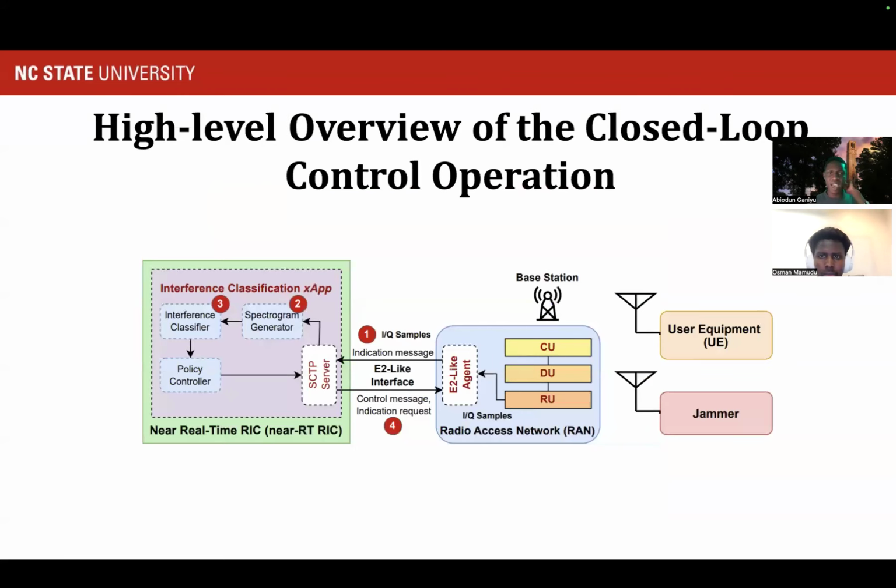This shows the high-level overview of the whole closed-loop control operation. The base station and the mobile device are communicating, and the jammer is also transmitting, trying to disrupt their signal. The base station will be generating these IQ samples, as I mentioned earlier, and forward this IQ data into the near-real-time component, where it will be converted to a spectrogram. The spectrogram will be fed into the ML classifier, which will make an inference and send the control back to the RAN.